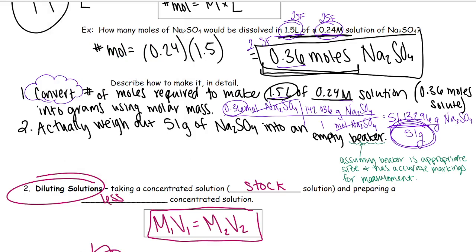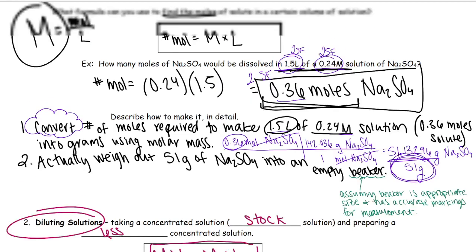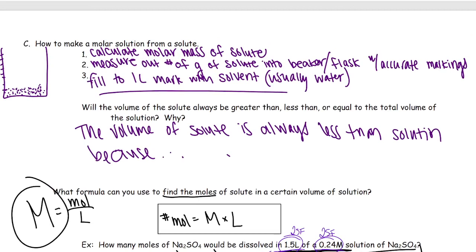1.5 liters. Fill up to 1.5 liters. So in the steps that we learned up here, we said to fill to the 1 liter mark because we were making a molar solution from a solute, but a molar solution would be 1 molar. And 1 molar equals 1 mole per 1 liter. 1 mole of solute per 1 liter of solution. So if we are making a molar solution, that's just the easy way to do it. We'd fill it up to 1 liter.